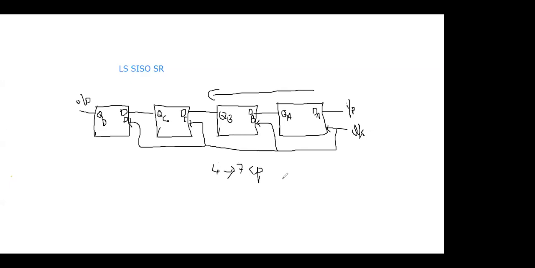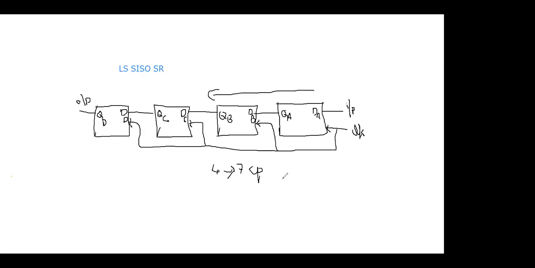So to avoid this, next, to reduce the number of clock pulses, we are taking serial in parallel out shift register, and also we are going to consider parallel in parallel out, and also parallel in serial out shift register. So I am going to explain the parallel in serial out shift register next class.